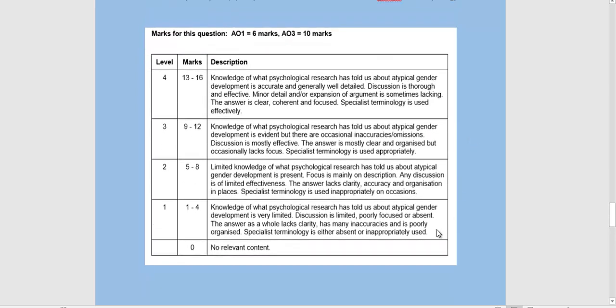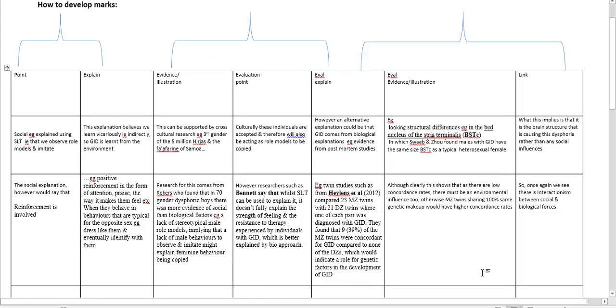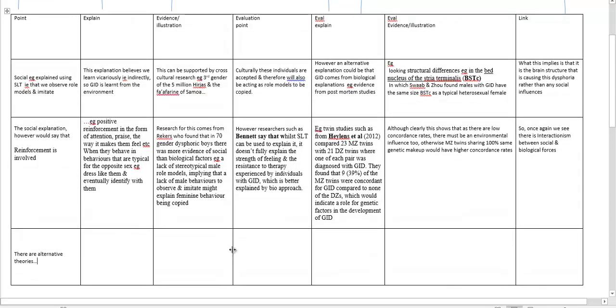Okay, so I'm going to show you a template which might be quite useful in terms of structuring your essays. Okay, this is what I use with my students. So obviously, probably you're familiar with point, explain, evidence, and so on. This is just a suggestion. I mean, it's not perfect, but it will certainly get you started. And I would recommend that for level 4, you're trying to get at least 3 of these bands, really. So as an example, here, maybe you could say social explanation is using social learning theory.